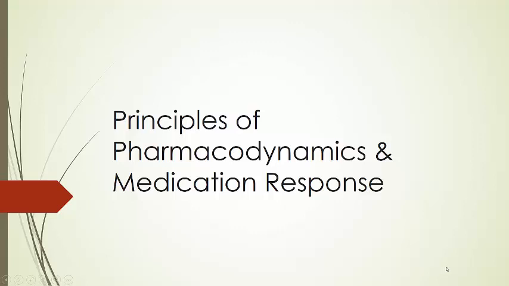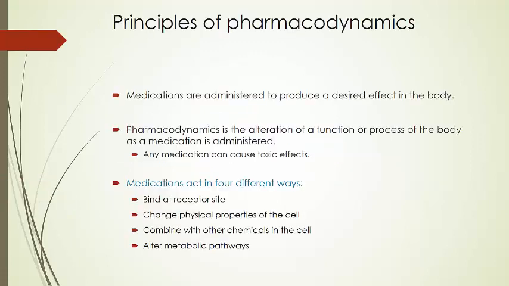to go over the principles of pharmacodynamics in the medication response. So pharmacodynamics is the mechanism by which medications produce a biochemical or a physiological change. So basically, what the drug does to us, any alteration of function within the body. Now, any medication can potentially cause toxic effects, but most of them can be fairly safe when given correctly. In order to understand pharmacodynamics, you need to understand mechanism of actions for the medications, because that's all this is.